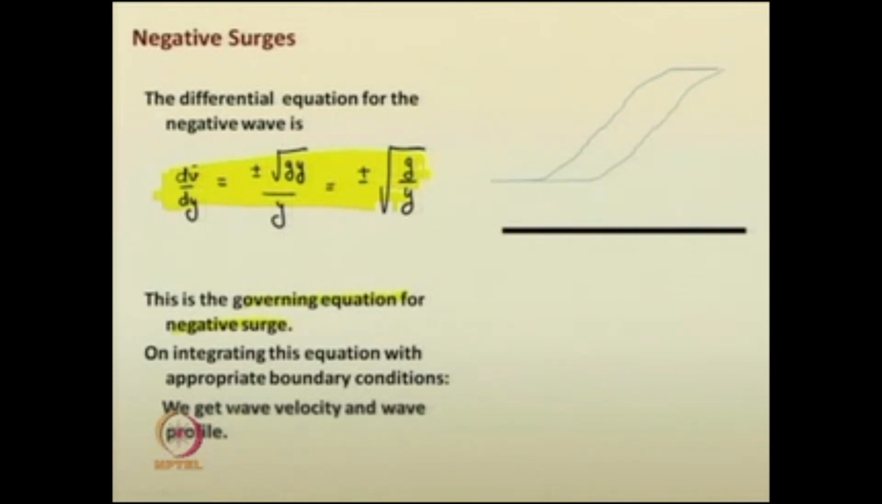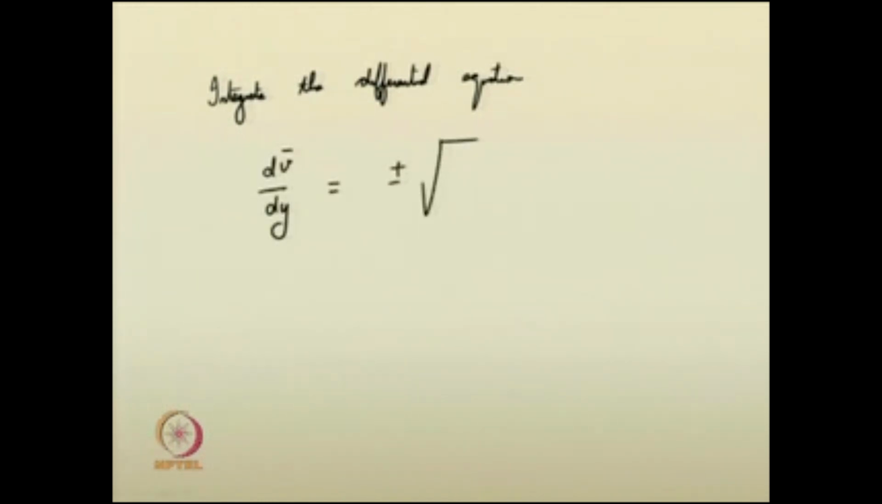So, we get wave velocity and wave profile by solving this particular differential equation. How do you solve this thing? How do you solve a differential equation? Just integrate the differential equation. So, your differential equation is dV bar by dy is equal to plus or minus root of g by y.